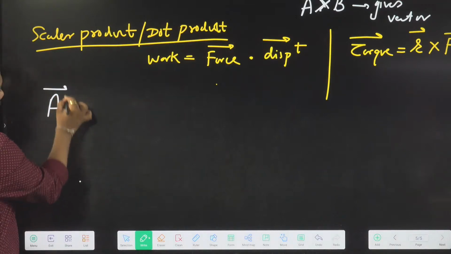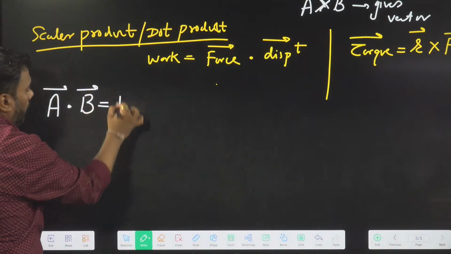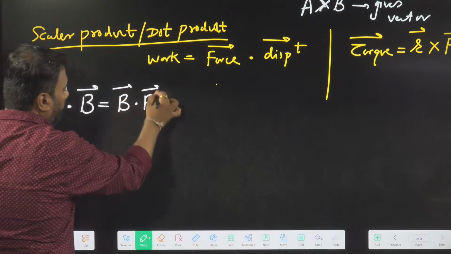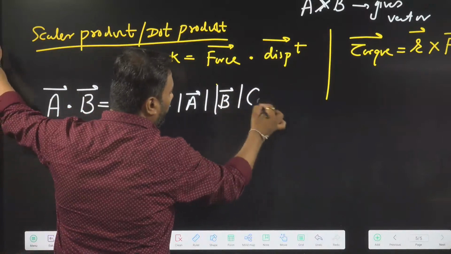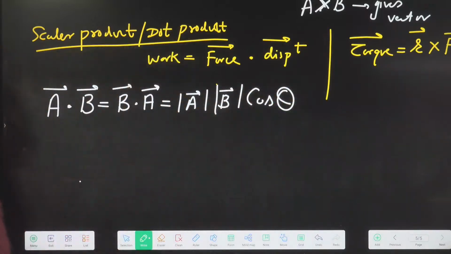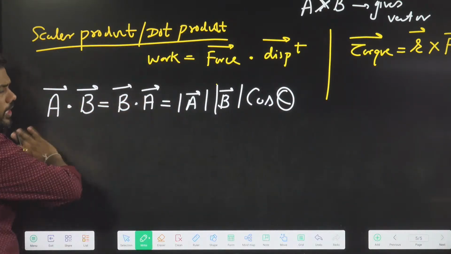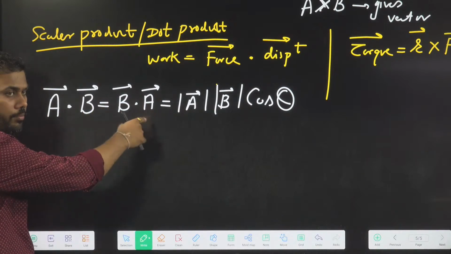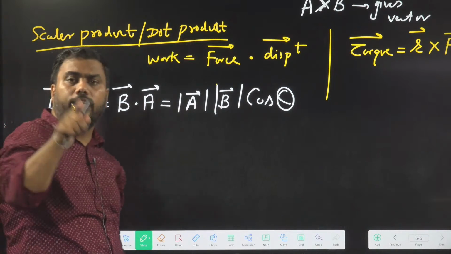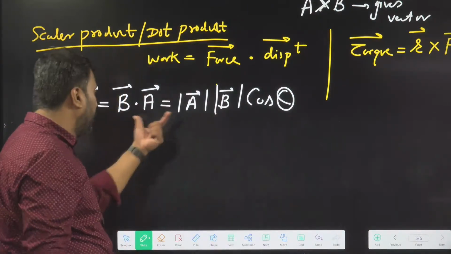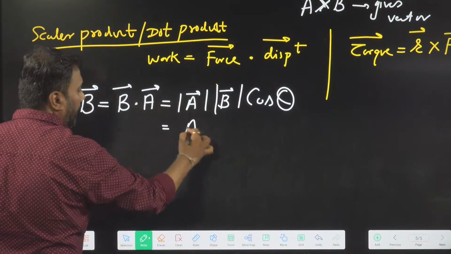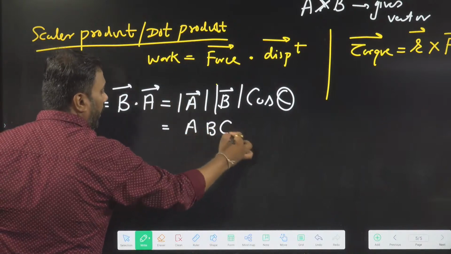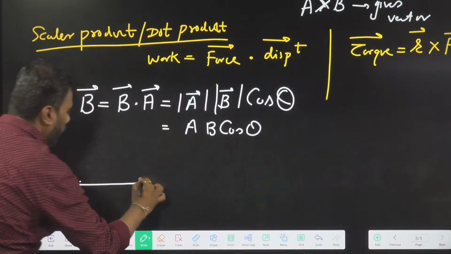The dot product, A vector dot B vector or B vector dot A vector, is nothing but the magnitude of A, the magnitude of the second vector, into cos of the angle between them. If you have two vectors A and B, A dot B or B dot A, both are the same, just like scalar numbers 3 into 4 and 4 into 3 are the same. What is this? Magnitude of A is the length of A, magnitude of B is the length of B, and cos of the angle between them.